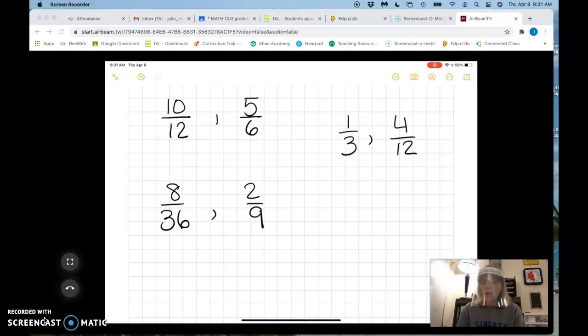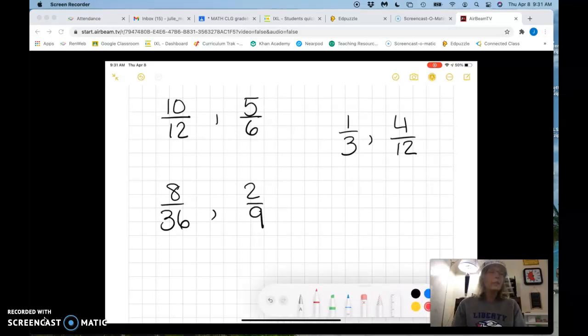So believe it or not, each of these sets of fractions equal each other. They mean the same amount. Even though the numbers look different, they equal the same amount. If we were to draw out what these fractions look like, you would see the same bars shaded in each fraction.